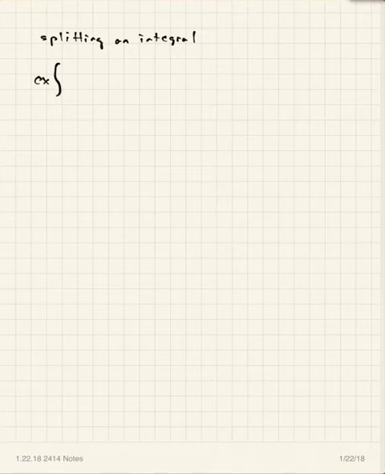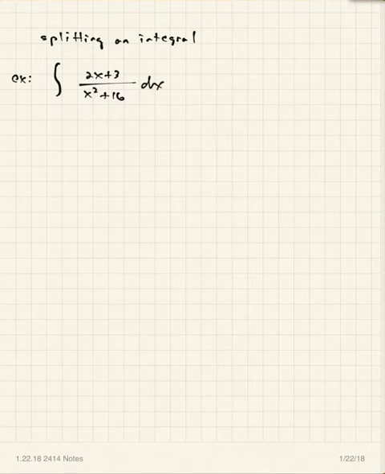Then the last little technique for integration that I want to mention is splitting an integral. Sometimes an integral is easier if you take it and split it into two integrals, into two pieces, essentially. So as an example of that, let me erase this here real quick. We're going to look at the integral of 2x plus 3 over x squared plus 16 dx.